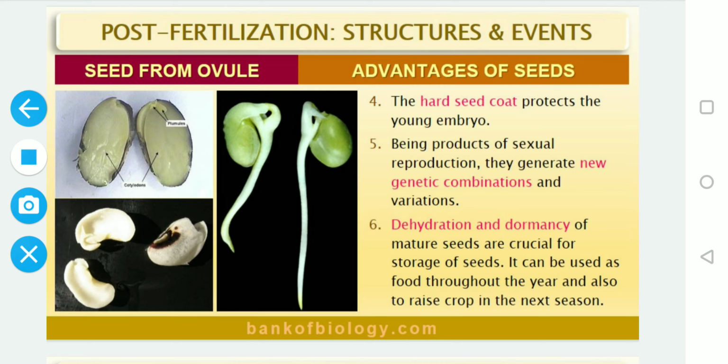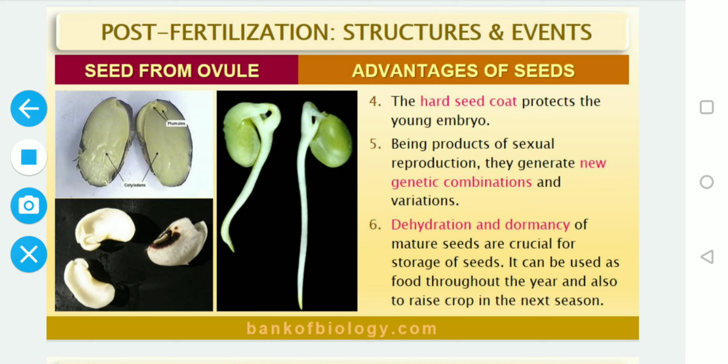Got it? Then, being a product of sexual reproduction, they generate new genetic combinations. That is nothing but degree of differences, that is variations. During sexual reproduction, what will happen? The male gametes and female gametes fuse together. They give rise to the new generation, so that variation is possible.